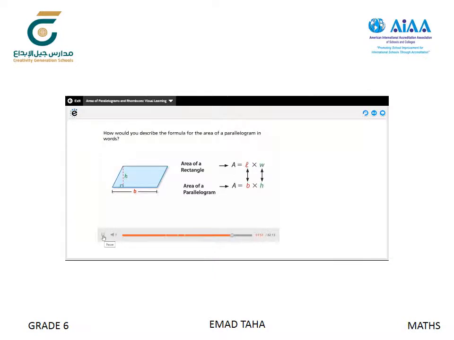How would you describe the formula for the area of a parallelogram in words? To find the area of a parallelogram, multiply the base by the height. Now you know how you can use the formula for the area of a rectangle to find the area formula of a parallelogram.